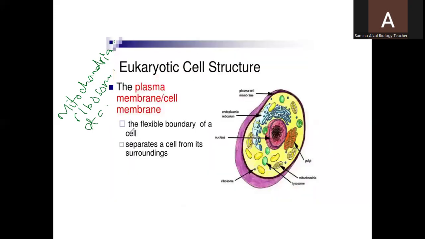So you can see the flexible boundary of the cell. A cellulose cell wall will be there if it is a plant cell. It separates the cell from its surrounding. The cell membrane is there, the plasma membrane, endoplasmic reticulum, nucleus, ribosomes, Golgi bodies, mitochondria, lysosomes. All these are the different organelles which are present in a eukaryotic cell.